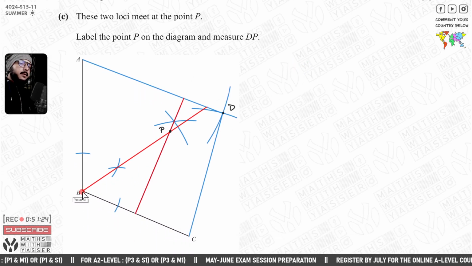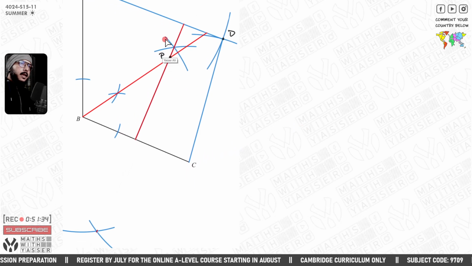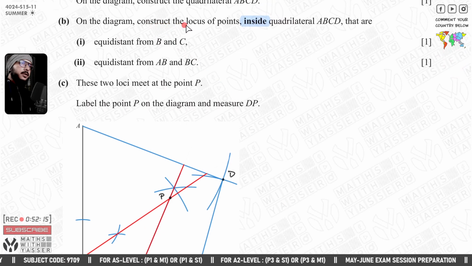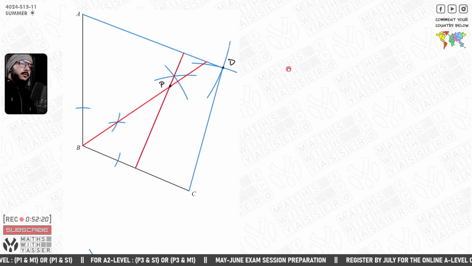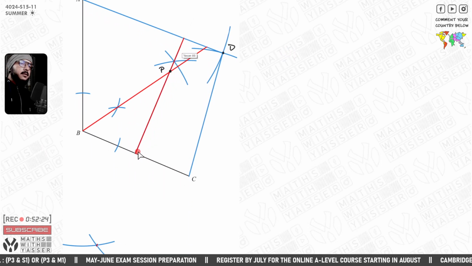So we take the length with the compass of B to C. Then we construct an arc from the point B over here and over here. Keeping the same length, we again draw an arc from the point C over here and over here. Then we need to form a straight line with these two intersecting arcs. But we must make sure that the line stays within the quadrilateral ABCD. As it says in the question, we need to construct the locus inside. So this red line satisfies the locus for the points which are equidistant from B and C.